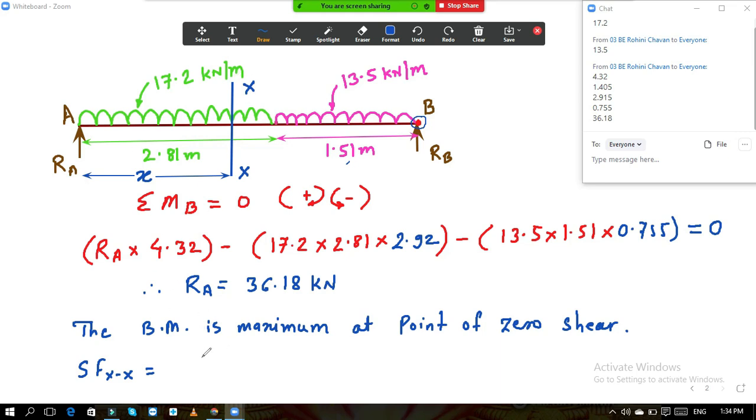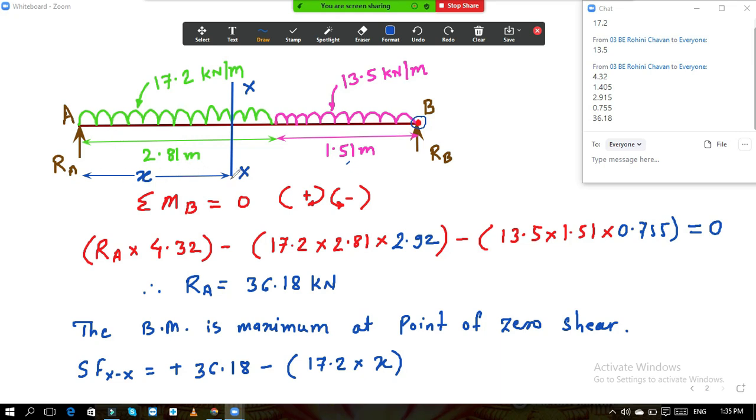Now at the left hand side RA is moving upwards, so it is positive. Instead of writing RA, I will directly write the value of RA. So it is plus 36.18. This is the value of RA. Next is this UDL. We need to convert this UDL into the point load. It is moving down, so minus, it is 17.2 into x.